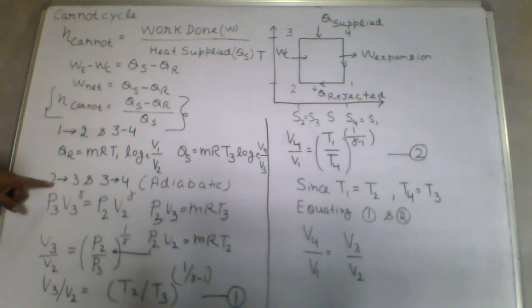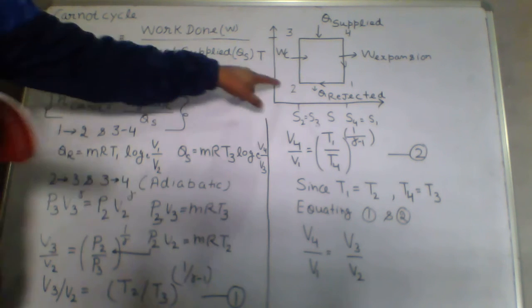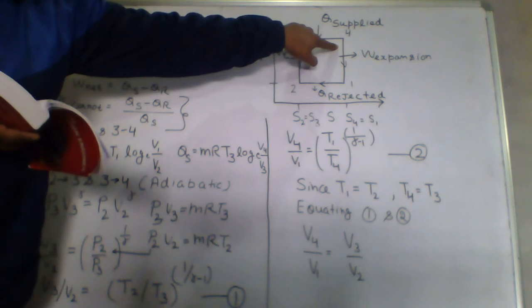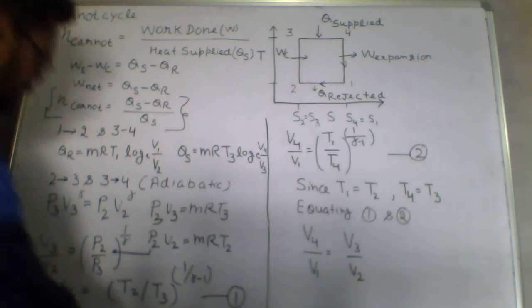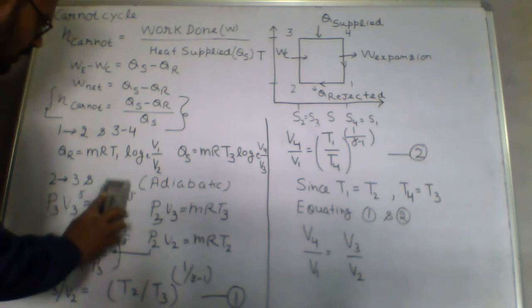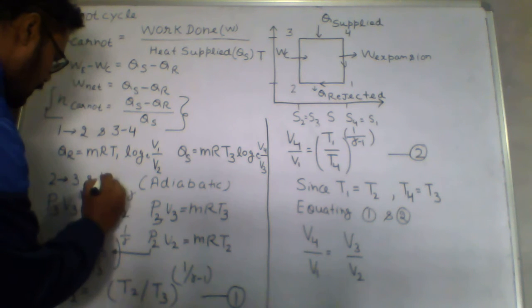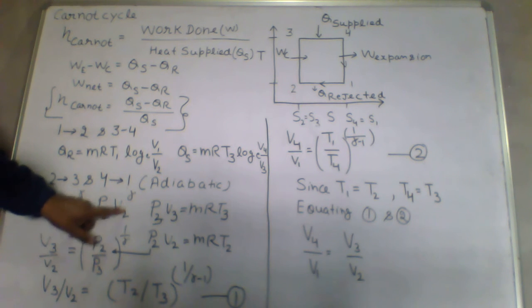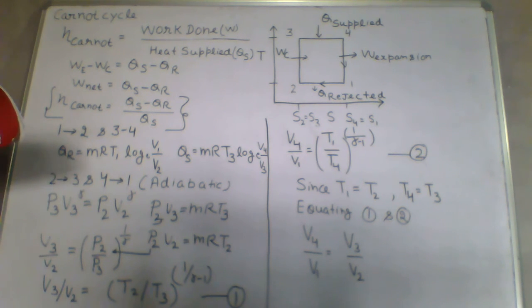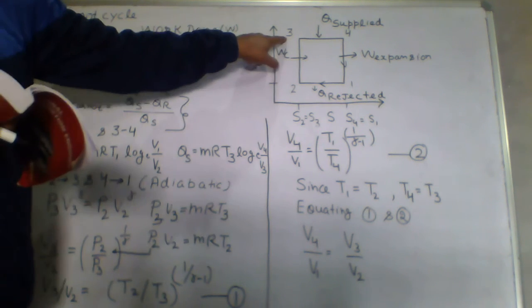Now consider the other equations, from 2 to 3 and 4 to 1. This is the equation: P3 V3 raised to power gamma is equal to P2 V2 raised to power gamma. This is the equation for 2 to 3, because 2 to 3 is your adiabatic compression.